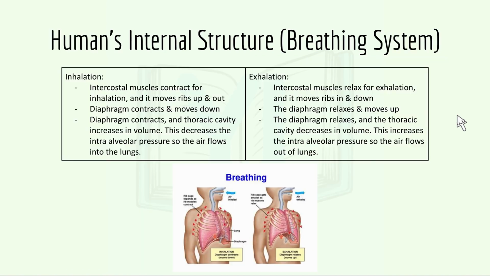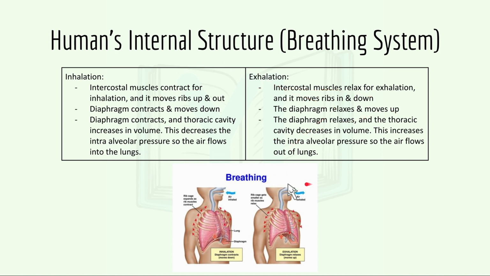So we move on now. This is the breathing system. When you inhale, the intercostal muscles contract for inhalation and it moves the ribs up and out. And when the diaphragm contracts, the thoracic cavity increases in volume, and this decreases the intra-alveolar pressure as the air flows into the lungs. And the opposite happens to exhalation.